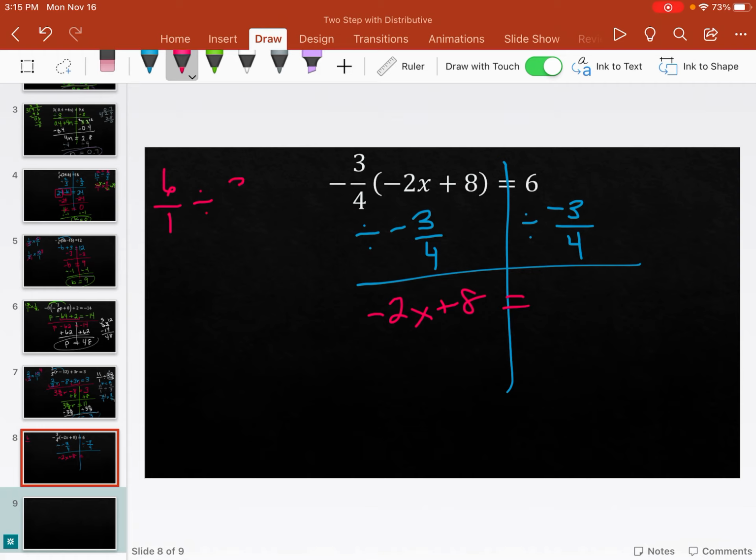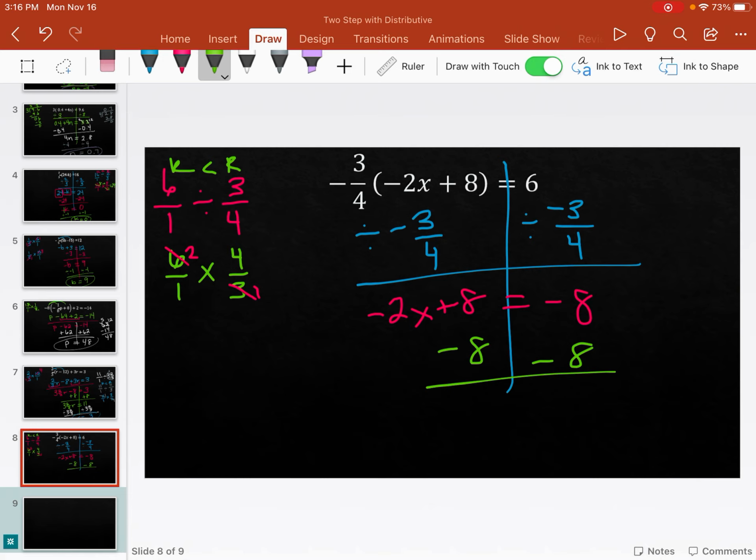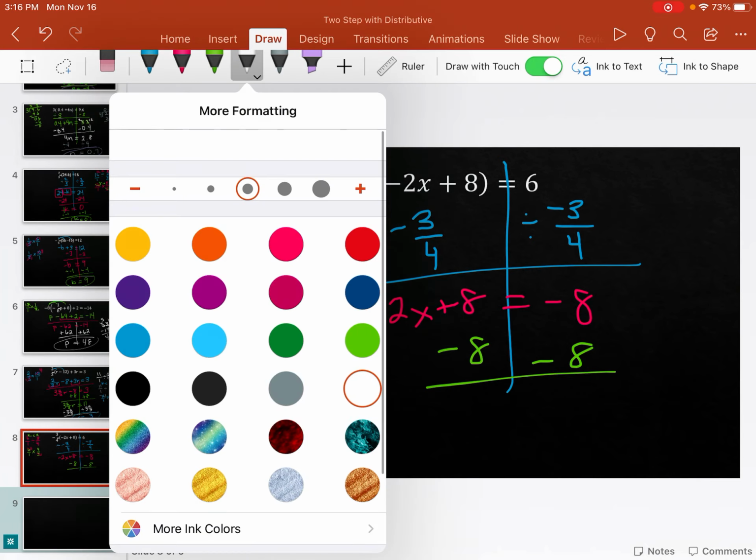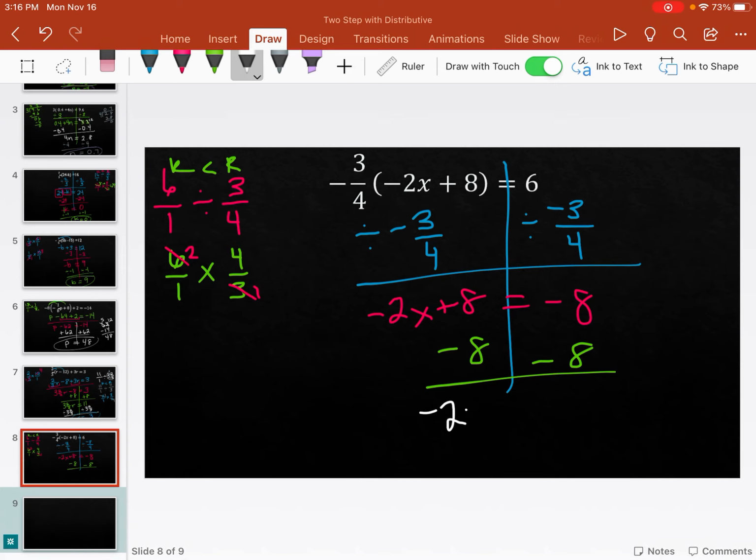6/1 divided by 3/4. Keep, change, reciprocal, so 6/1 times 4/3. Cross simplify here. So 2 times 4 is 8. So I'm getting -8 because positive times negative. And then I'm going to subtract 8. On this side, I just get -2x.